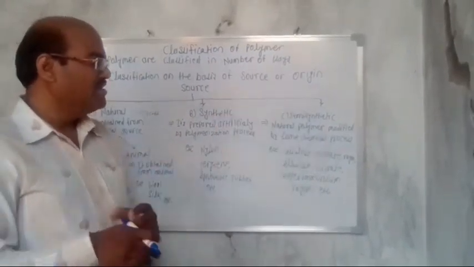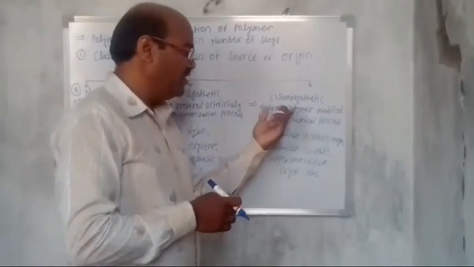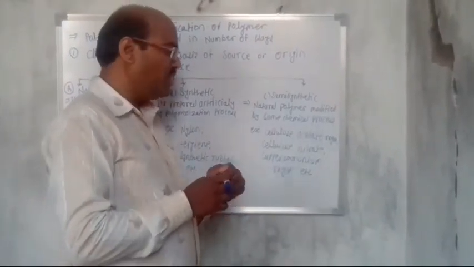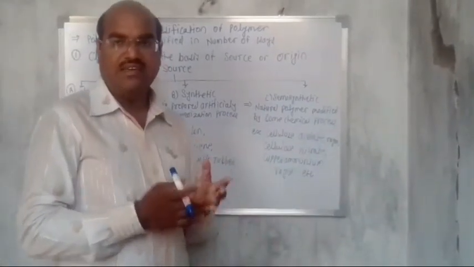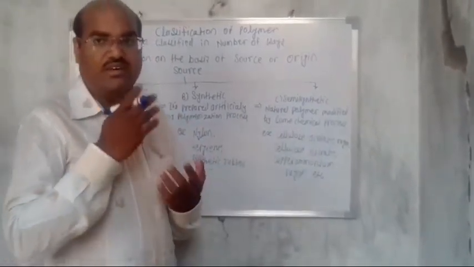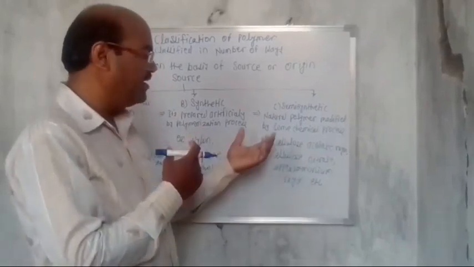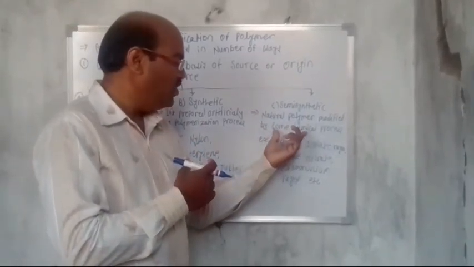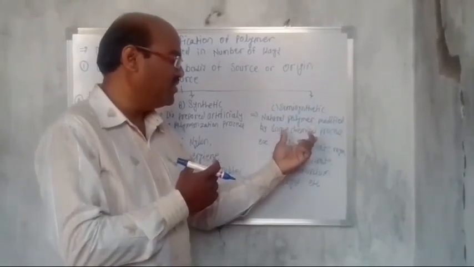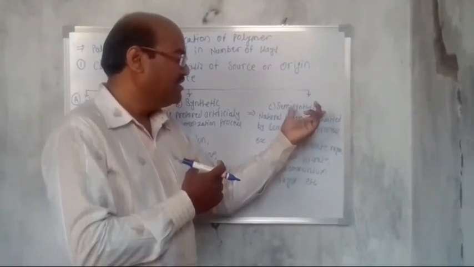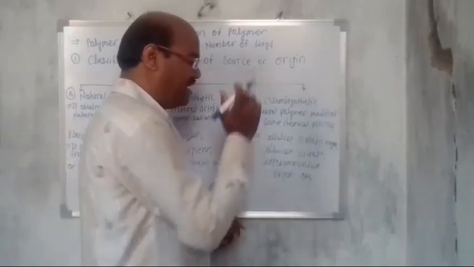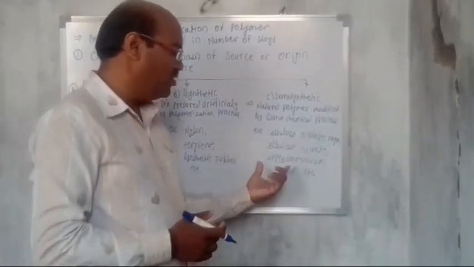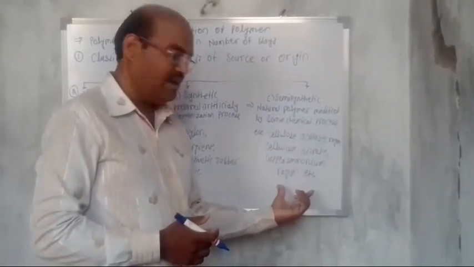Then the third type, semi-synthetic polymer. Natural polymers are modified by some chemical processes to increase their strength, their uses, their flexibility. Natural polymers modified by some chemical process are called semi-synthetic polymers. For example, cellulose acetate rayon, cellulose nitrate, copper ammonium rayon.